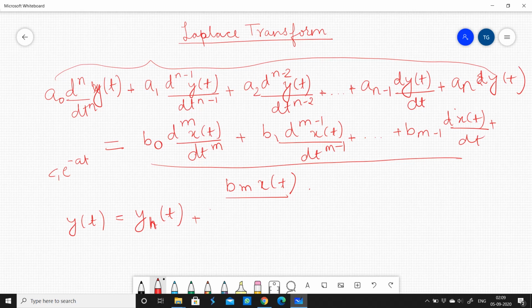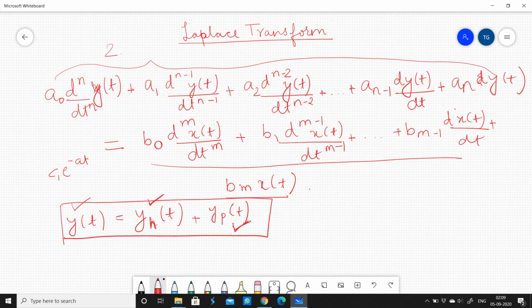So depending on that, we find the homogeneous solution of the differential equation, plus the particular solution. The particular solution y_p(t) is calculated by the nature of my input signal x(t). By addition of these two solutions, I get the solution for my given differential equation. This form is fine when the order of the differential equation is low, that is a 2nd or 3rd order equation.